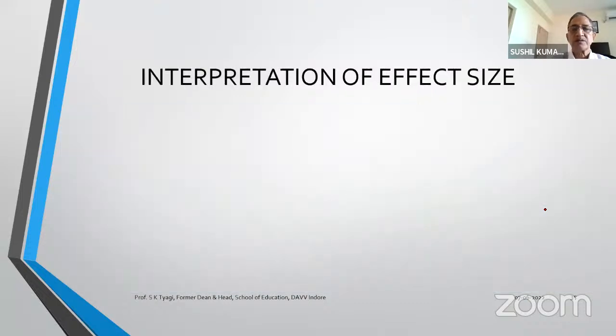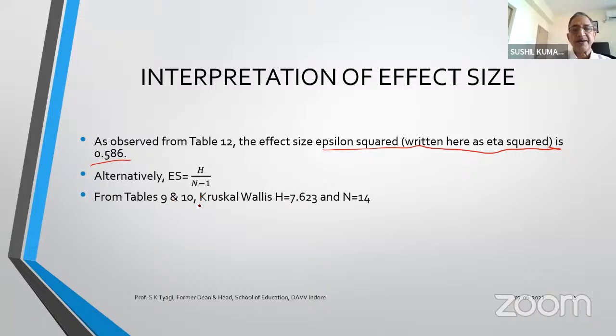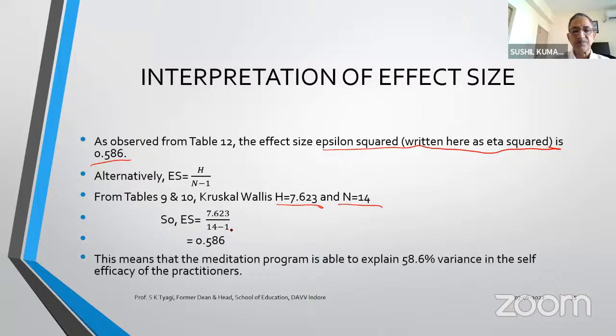Okay, so this is how you write. As observed from table 12, effect size epsilon squared, written here as eta squared, is 0.586. Alternatively, effect size is H upon N minus 1. From tables 9 and 10, Kruskal-Wallis H is this, N is 14. Effect size is 7.623 upon 13, which is equal to 0.586. This means the meditation program is able to explain 58.6% variance in the self-efficacy of the practitioners.